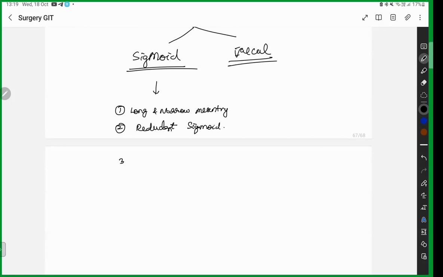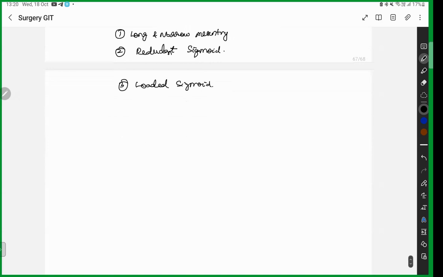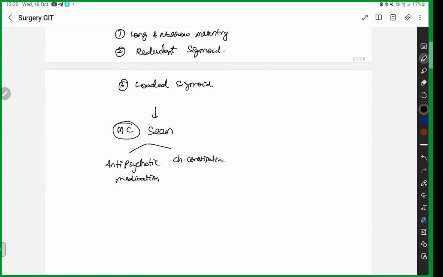Number 3, loaded sigmoid. So whenever there is a long narrow mesentery, a redundant sigmoid, or a loaded sigmoid, these predispose to sigmoid volvulus. In which patients is it commonly seen? It is most commonly seen in two types of patient: one, those taking antipsychotic medication, and two, patients who have chronic constipation. Okay, so there will be a sigmoid volvulus.